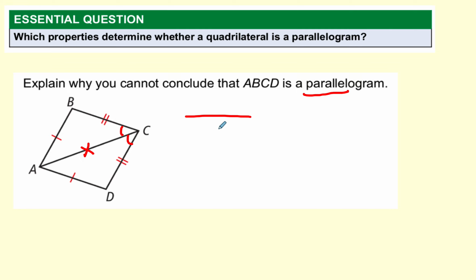In order to make lines parallel, you can have corresponding angles congruent. You can have alternate interior angles congruent to make lines that are parallel, but not adjacent angles. Adjacent won't work. So this is why we cannot conclude this is a parallelogram. By the way, we can conclude this is a kite.